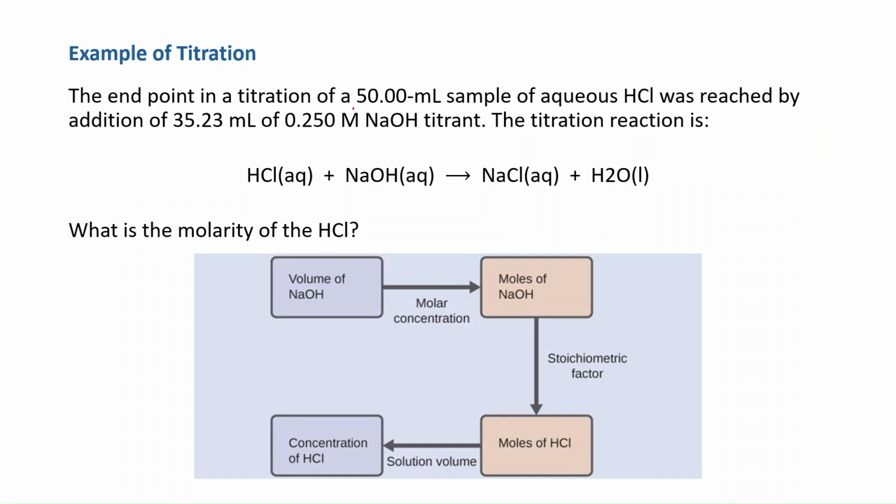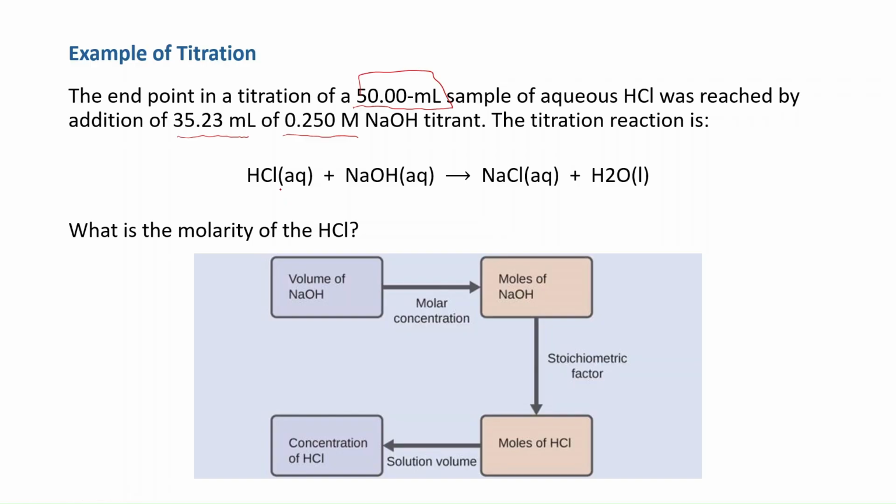Okay? So we're talking about hydrochloric acid and sodium hydroxide. So you have a volume of 50 milliliters of hydrochloric acid. And you reach the endpoint, usually you put a dye in there that is clear in an acidic solution, but it turns pink the moment it goes above pH 7. The moment it's more than neutral. So it took 35.23 milliliters of sodium hydroxide of this concentration. So you want to know what was the concentration of the hydrochloric acid.